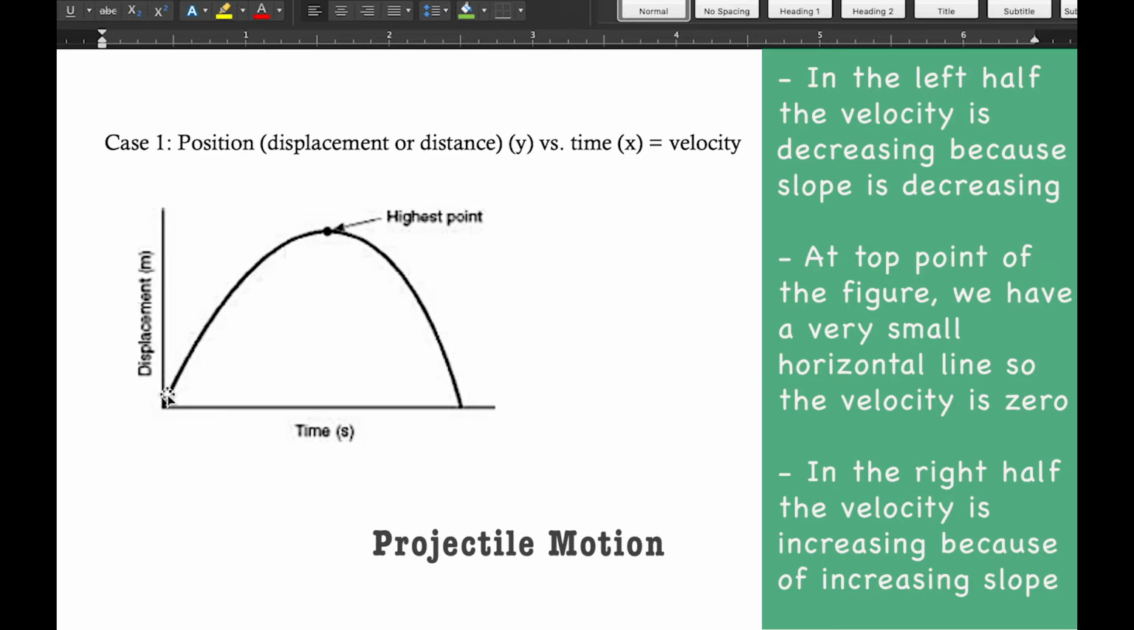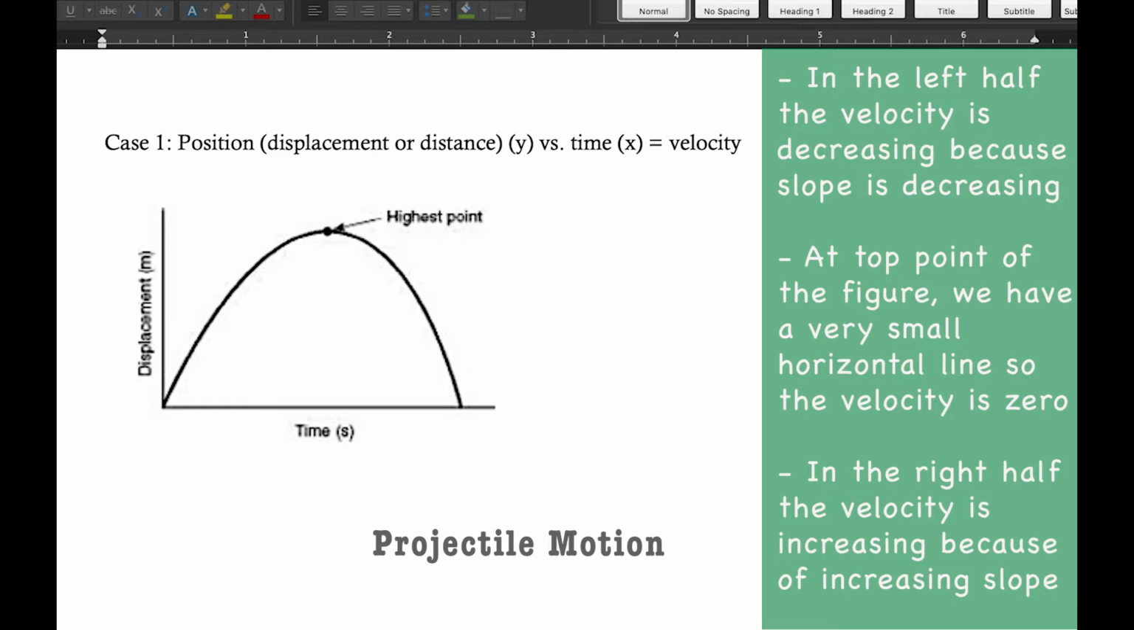Now, when we are going up, the velocity is positive. When we're going down, the velocity is negative. When the line becomes less steep, the velocity is decreasing. When there's a straight line, the velocity is zero. When the line becomes more steep, the velocity is increasing. Good.